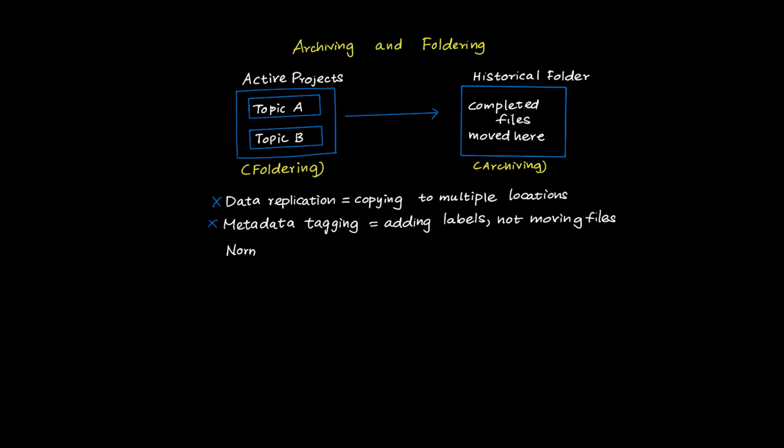Normalization is a database design process that creates tables and relationships to reduce redundancy. Organizing files on a file system has nothing to do with relational database structure.